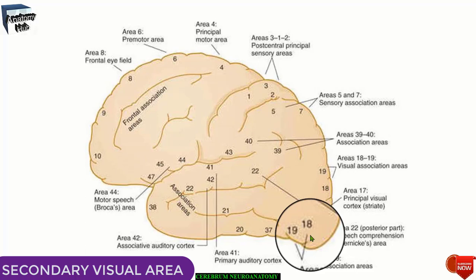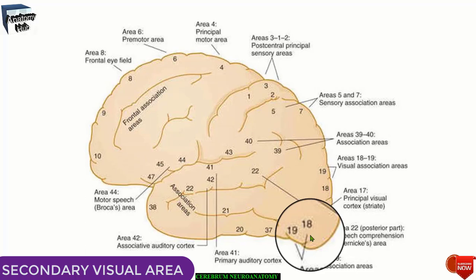This area receives afferent fibers from the primary visual area and relates the visual information received from the primary visual area to past visual experiences, enabling the individual to recognize and appreciate what he is seeing. In other words, the secondary visual area is responsible for the recognition of the objects that are seen. So a lesion in the secondary visual area will result in loss of ability to recognize the object, that is visual agnosia, seen in the opposite field of vision.